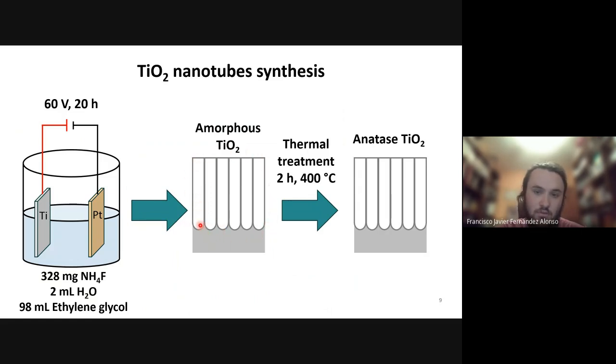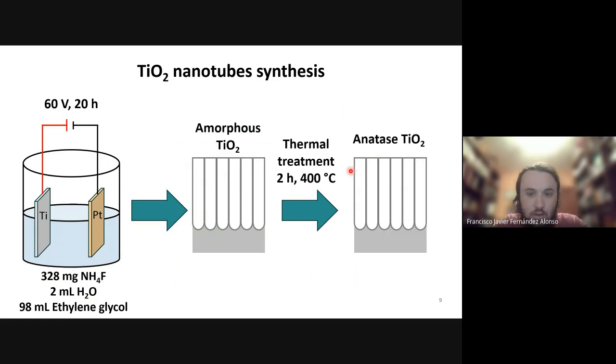However, it's amorphous at this point. And to have a good photocatalytic efficiency, it's convenient for the material to be crystalline. So after the anodization, we performed a thermal annealing process at 400 degrees for 2 hours. And after this, we have anodized titanium oxide.